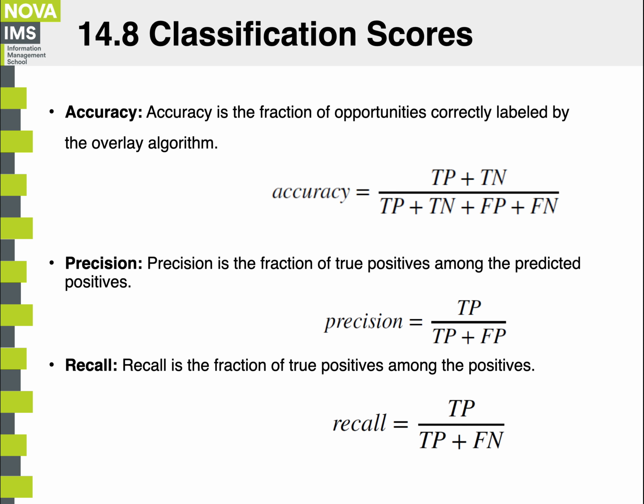Accuracy is the fraction of opportunities correctly labeled by the overlay algorithm, where TP and TN are true positives and negatives, and FP and FN are the number of false positives and false negatives. Precision is the fraction of true positives among the predicted positives. And finally, recall is the fraction of true positives among the positives.